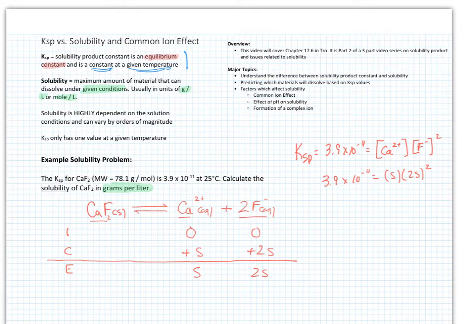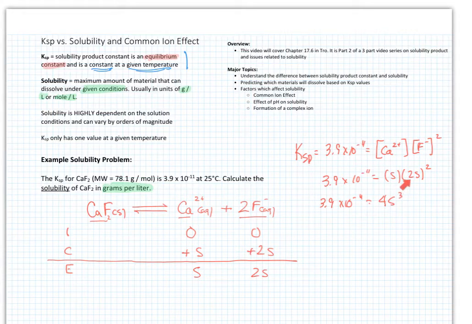Note, this is a really common place for students to make a mistake. They forget to square this 2, they forget to square this S, okay? This entire quantity is squared. So we need to square this quantity, and then we need to multiply it by that S. All right, so 3.9 times 10 to the minus 11 is equal to 4S cubed.